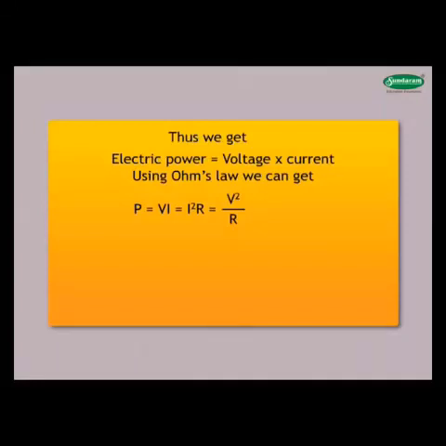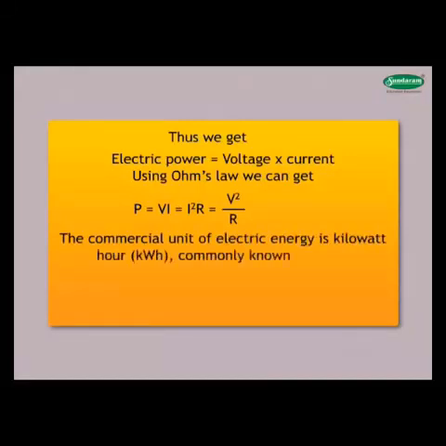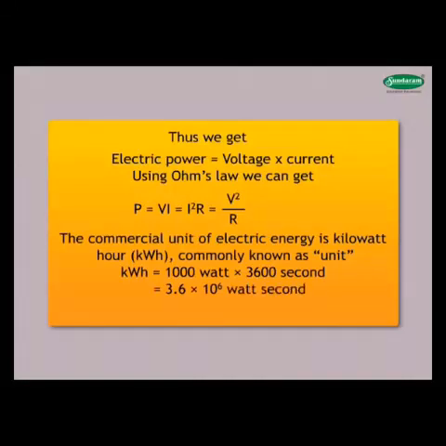V squared upon R. The commercial unit of electric energy is kilowatt hour, commonly known as unit. 1 kilowatt hour is equal to 1000 watt into 3600 second, equals 3.6 into 10 raised to 6 watt second. Therefore, 1 kilowatt hour is equal to 3.6 into 10 raised to 6 joule.